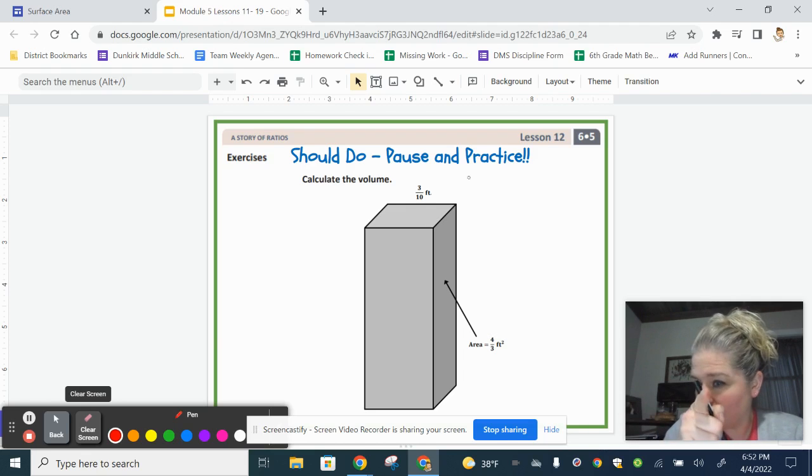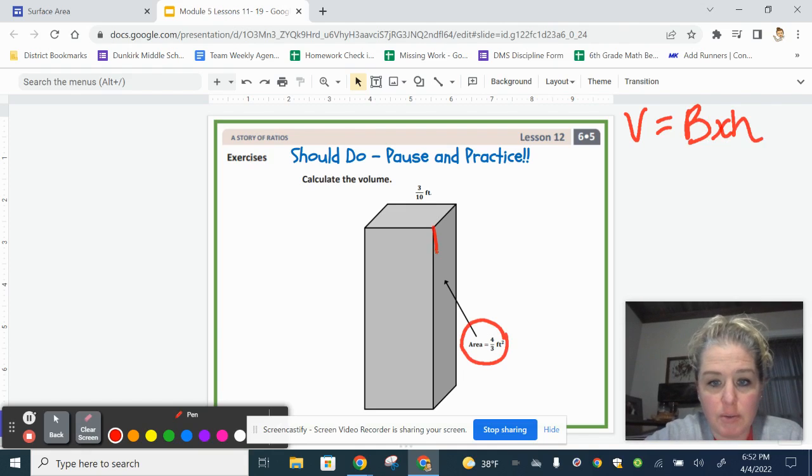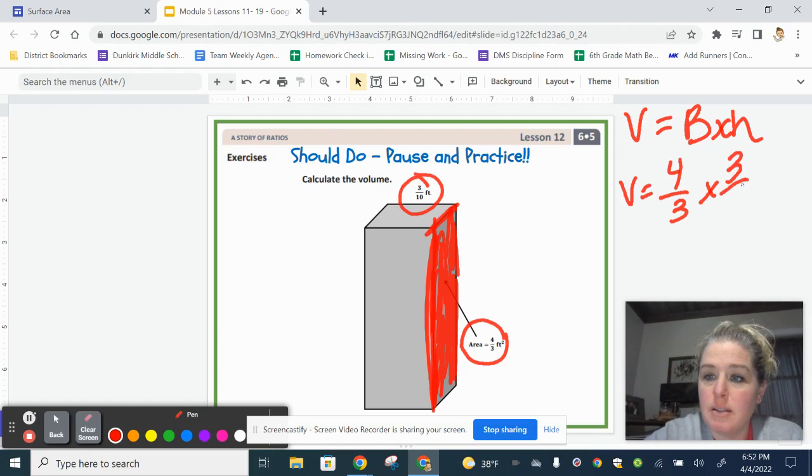Ready? Go. All right, so volume equals area of the base times the height. I've already been given this information. The area of the base, which this is the base, could be any one of these surfaces. This is the base that they're choosing, is 4/3, which means the length and the width of this equaled 4/3. And now I'm going to multiply it times the height, which is 3/10.